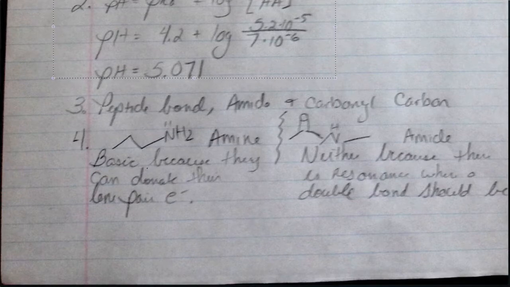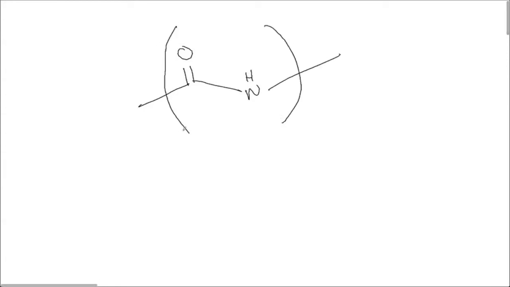Okay, so there's one problem with your answer here for number 3. You said the functional group was an amide and a carbonyl carbon. That's somewhat of a misunderstanding because the carbonyl carbon is part of the amide, not separate. So this group here is the amide. You could say that the amide consists of a carbonyl plus the nitrogen. So the carbonyl is not separate from the amide, it's part of the amide.